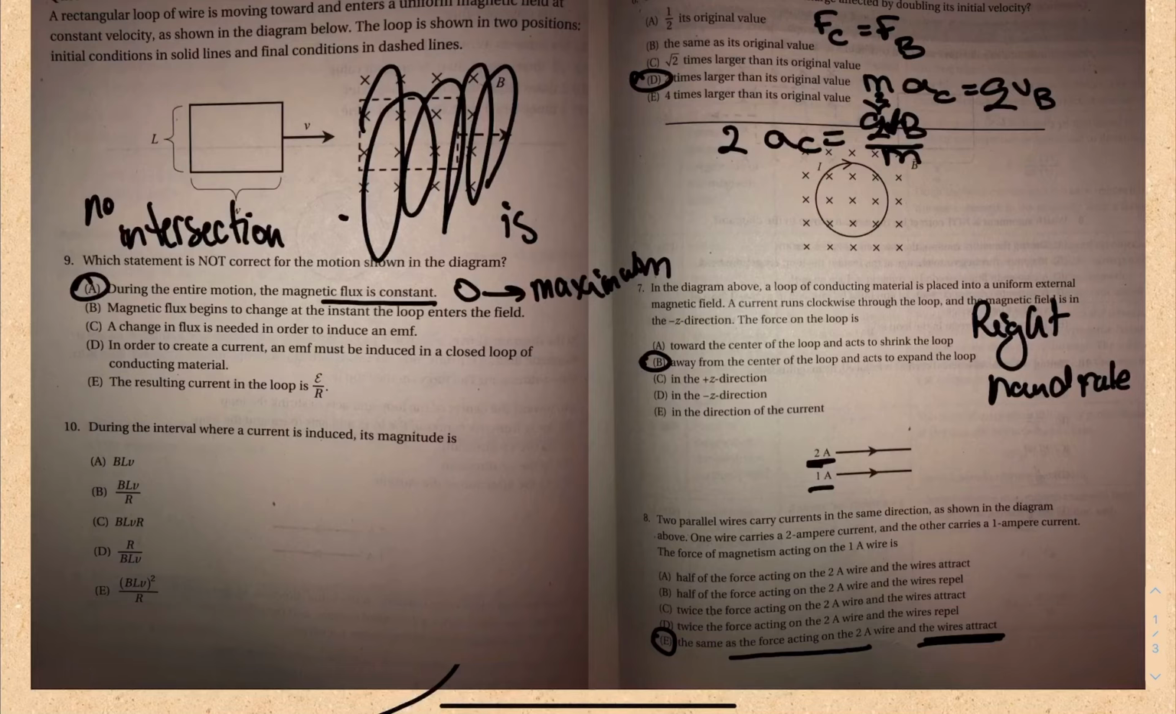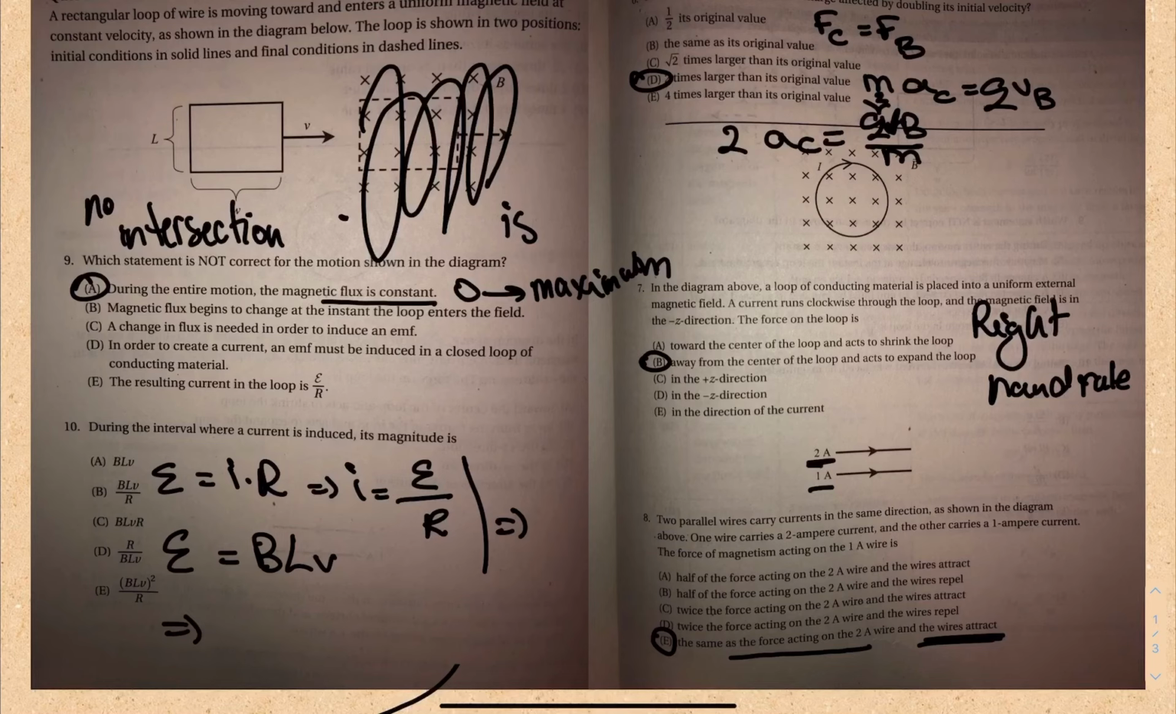During the interval where a current is induced, its magnitude is... So we know this formula. Okay. We know this formula. Alright. And then it results that I equals this. But we also know this formula, so we will just replace them and have this final formula. So here is just a game of formulas. Where is this option? It's B.